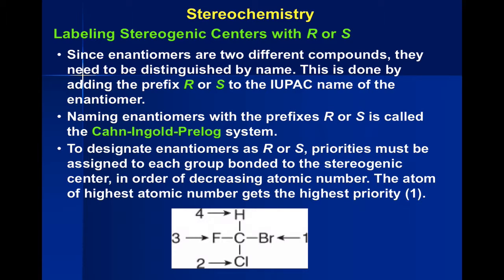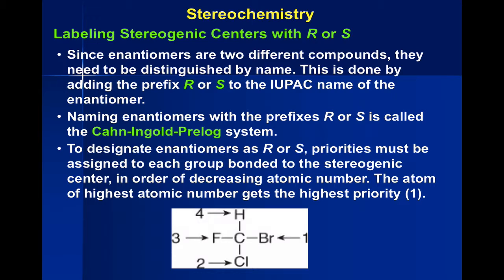So if I look at this particular carbon, we will all agree that it's chiral because there's 4 different things attached to it, right? And those 4 things all have different atomic numbers. So we can assign priorities based on atomic number. The higher the atomic number, the higher the priority. So if we look at it, bromine has a higher atomic number than chlorine, which has a higher atomic number than fluorine, which clearly has a higher atomic number than hydrogen. So we have first priority, second priority, third priority, and the 4th priority.